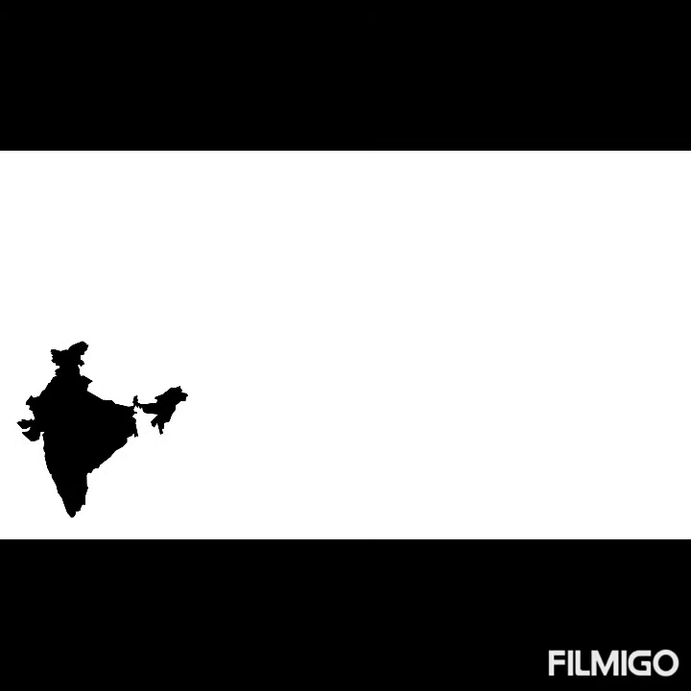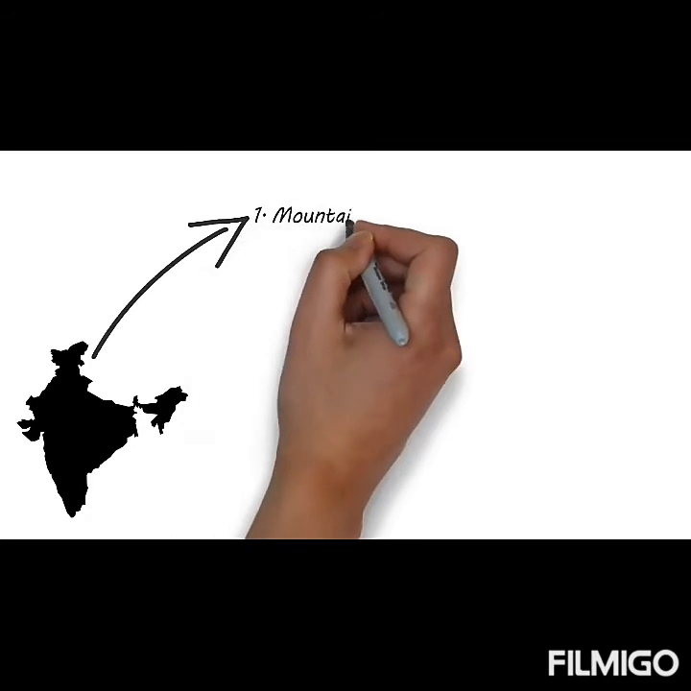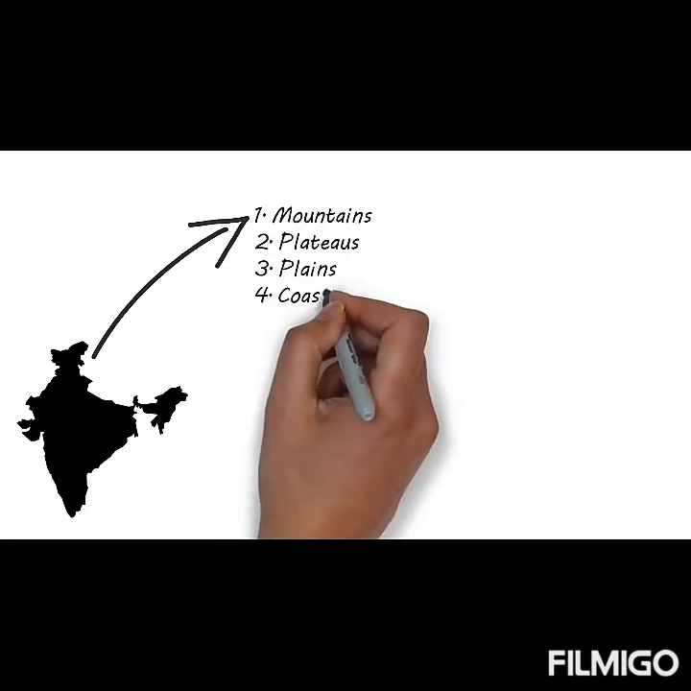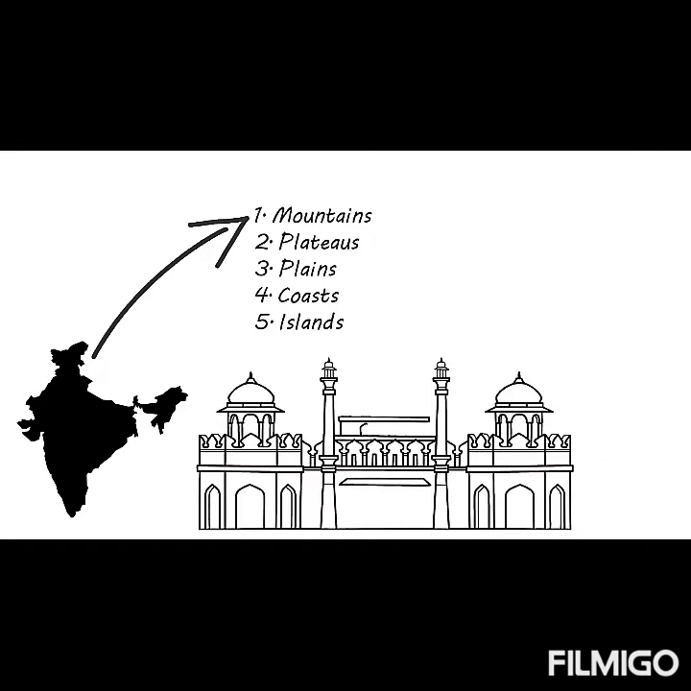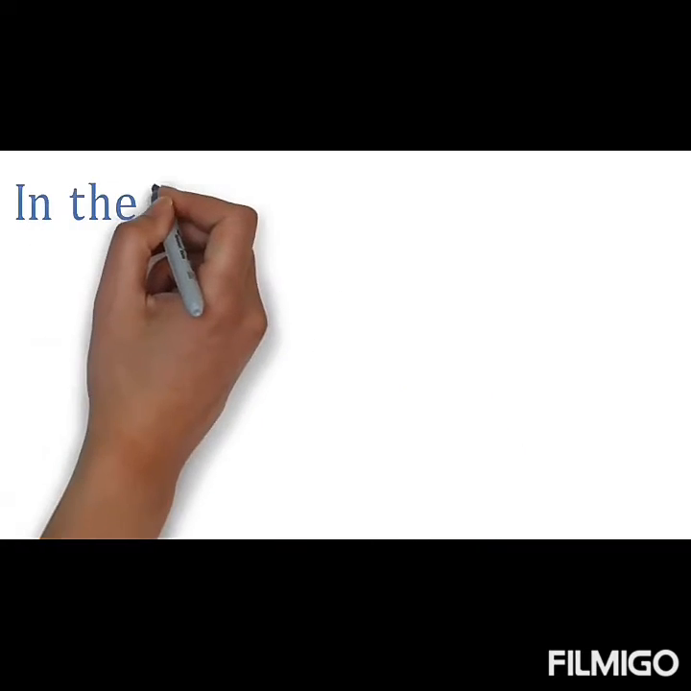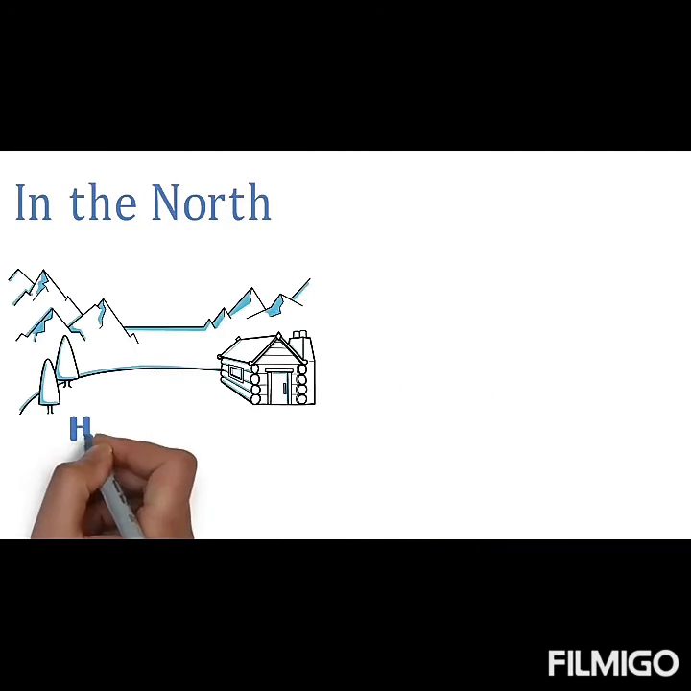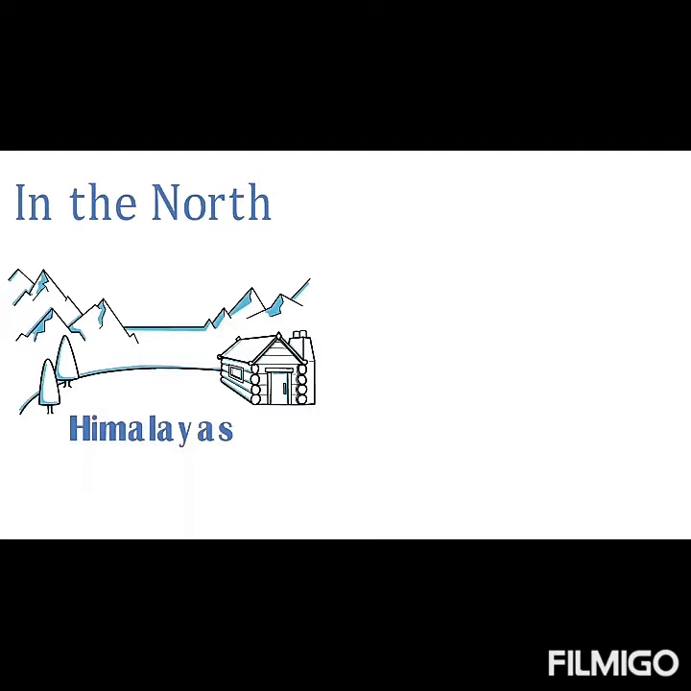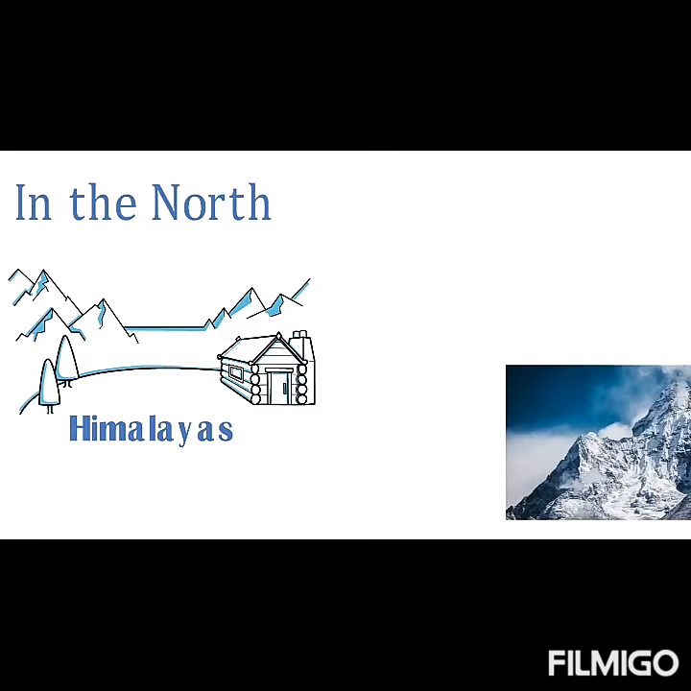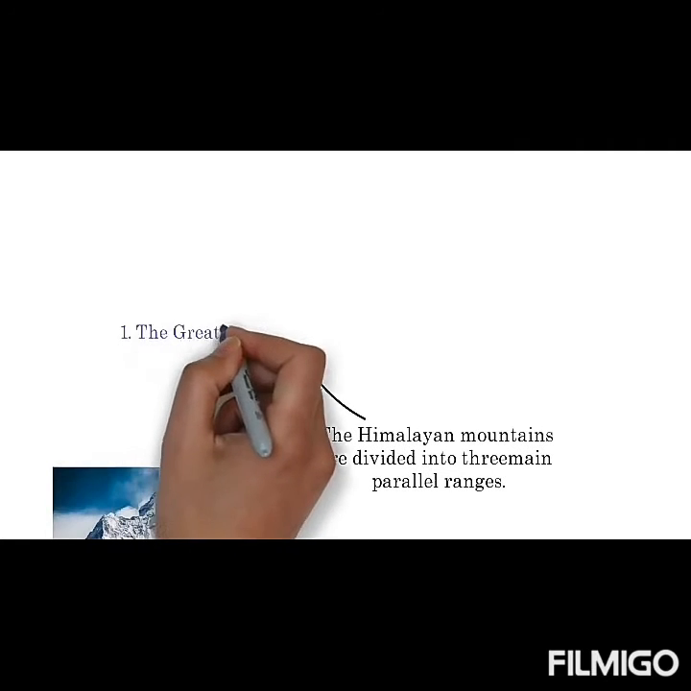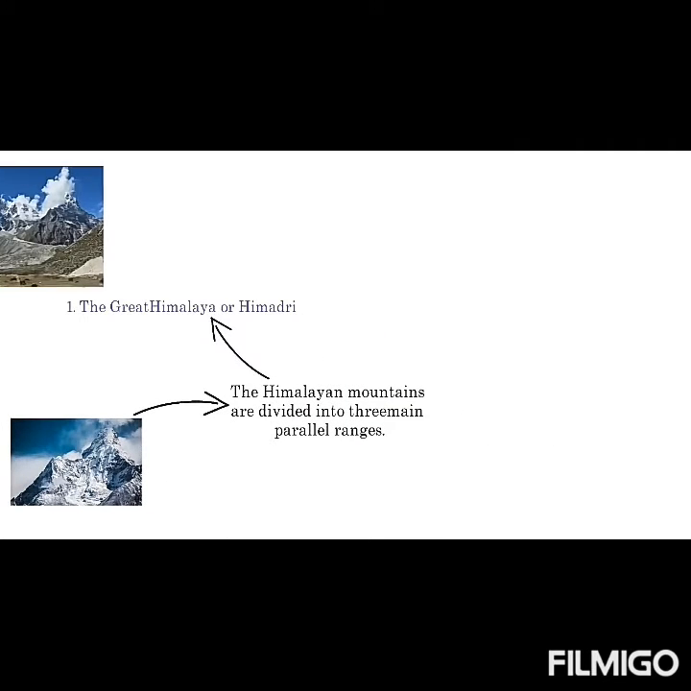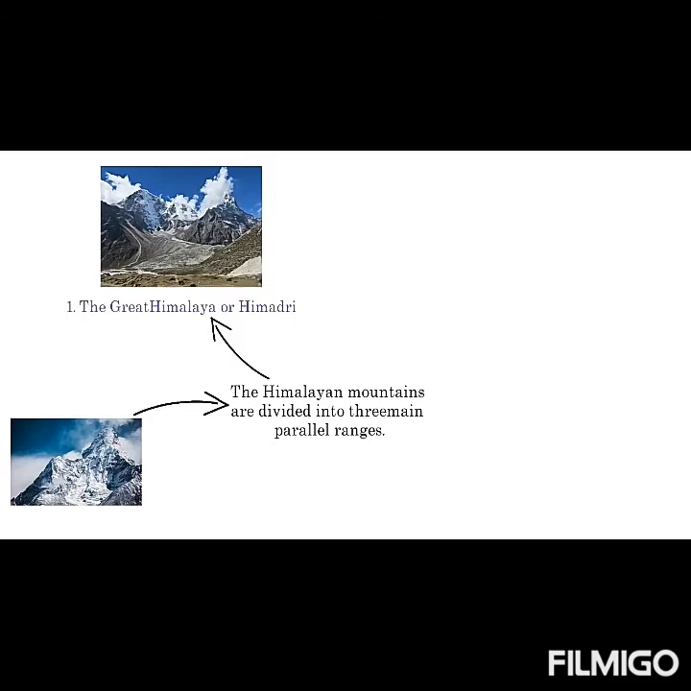The physical divisions. The major physical divisions of our country are mountains, plateaus, plains, coast and the islands. Standing as sentinels in the north are the lofty snow-capped Himalayas. Him plus Alaya means the abode of snow. The Himalayan mountains are divided into 3 main parallel ranges. The northernmost is the Great Himalaya, which is called Himadri. The world's highest peak is located in this range.